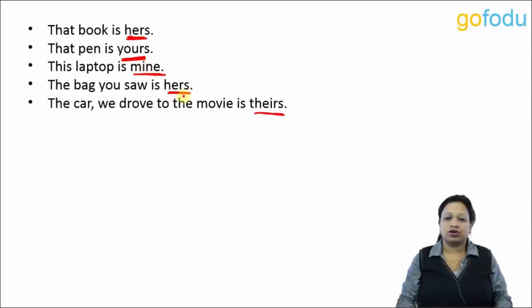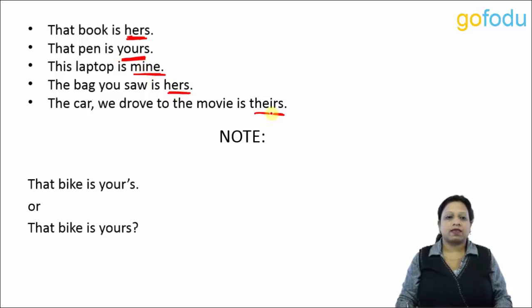Mine, hers, theirs. Let's check a sentence. That bike is yours. That bike is yours. Now understand this. What is the difference between these two? Here you see an apostrophe.